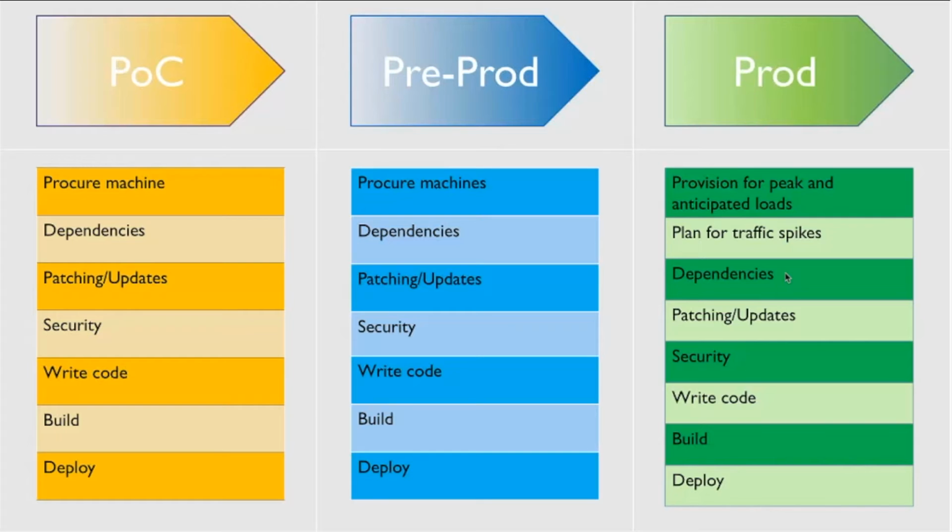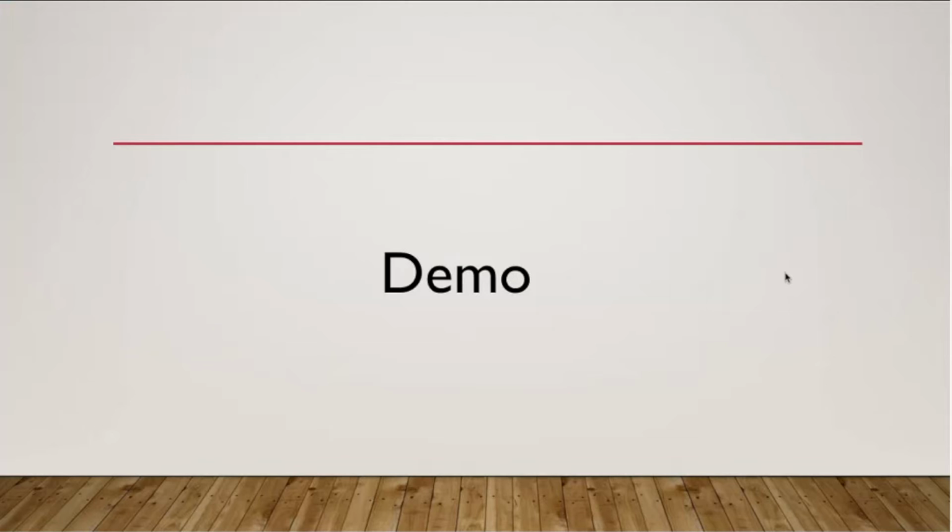Then you again will be doing the same dependencies, patching, updates, security, and you're releasing code, which is write code here, right? And then you're still going to go through the build and the deploy. As you go through this process, you now have got it to prod, well, fine, but you spent probably months or multiple quarters on this. Now we're going to try to see how we're going to build a similar POC and how we're going to take it to prod using Jazz. So with that, it's demo time.